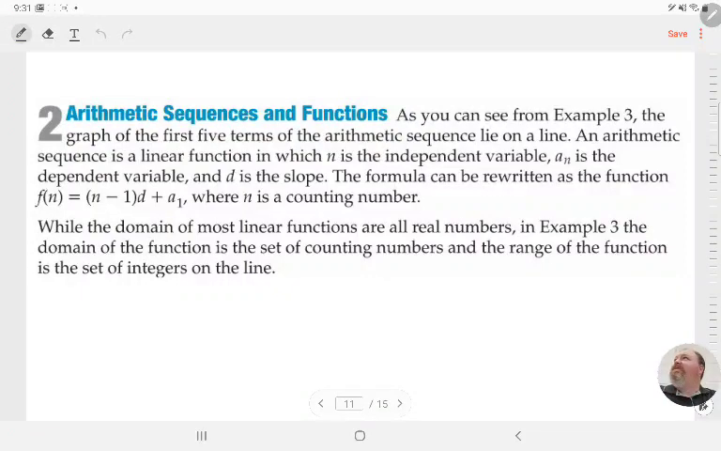So arithmetic sequence and functions. So as you can see from the last example we just did, the graph of the first 5 terms of an arithmetic sequence lie on a line. An arithmetic sequence is a linear function in which n is the independent variable, a sub n is the dependent variable, and d is the slope. The formula can be rewritten as the function here, where n is a counting number.